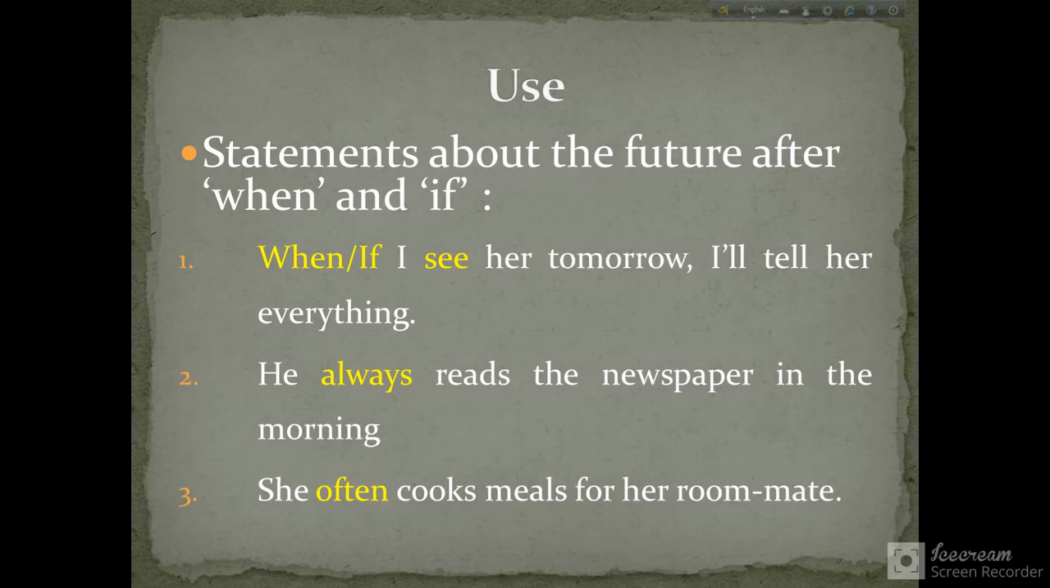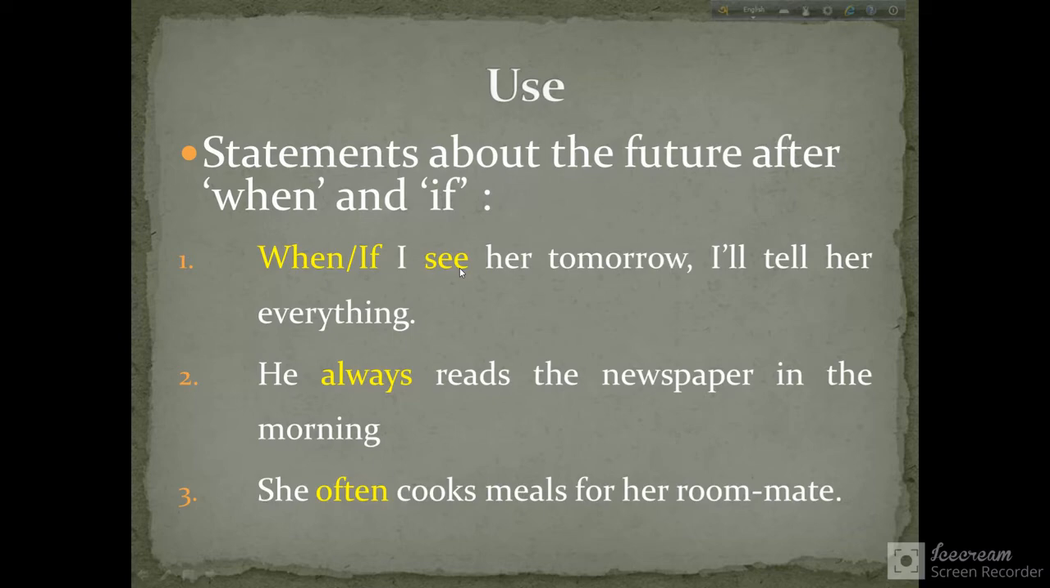Here the word in the yellow color, the yellow mark, when or if I see, this is of simple present form. If I see her tomorrow, I will tell her everything. So I will tell her everything is of future indefinite tense or simple future tense. And in if I see her tomorrow, the verb see takes the simple present form.